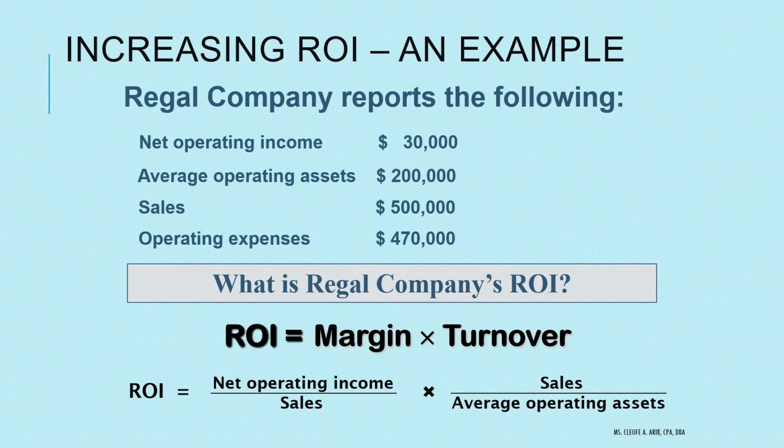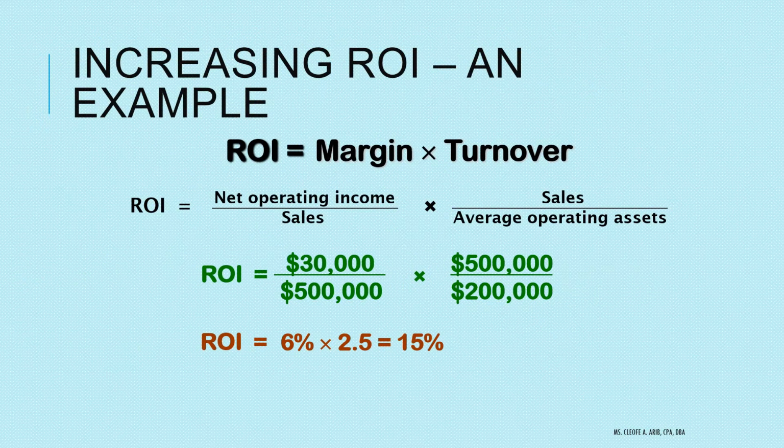So, knowing the formula for your ROI, that's margin multiplied by your turnover, we can now compute for the ROI ng Regal Company. So, the ROI ng Regal Company is 15%. How was 15% computed? Take note, your net operating income is 30,000, while your sales is 500, and your average operating assets is 200,000. So, 30,000 divided by 200,000, that gives us 15%.